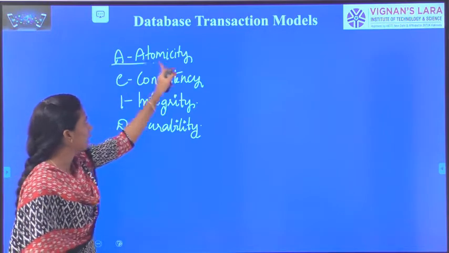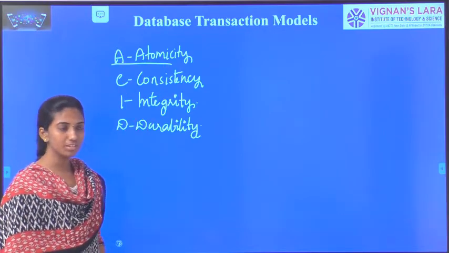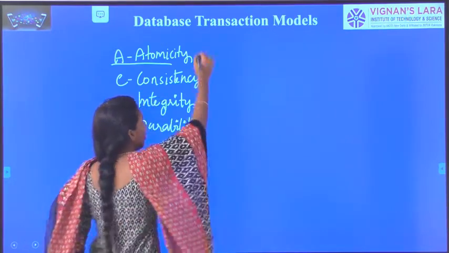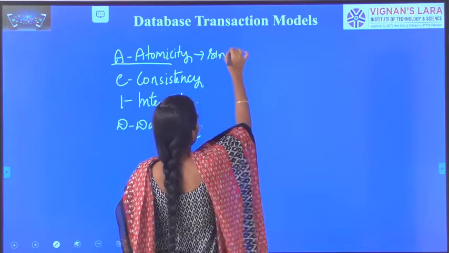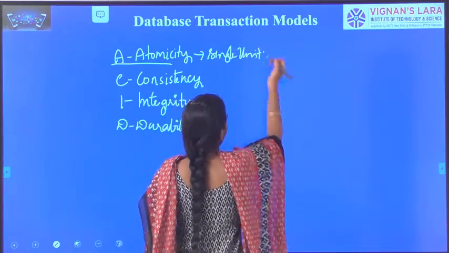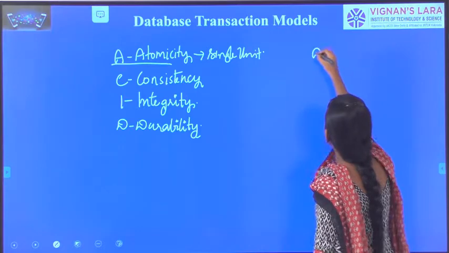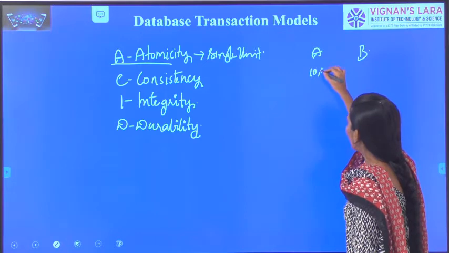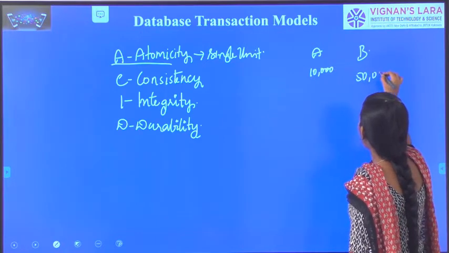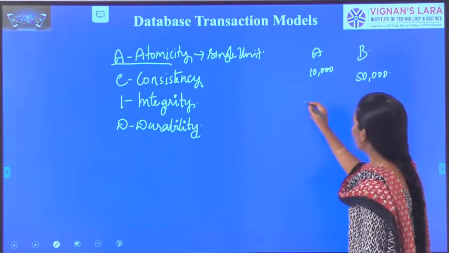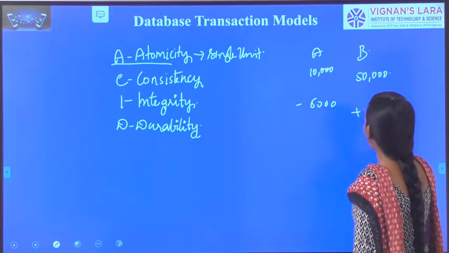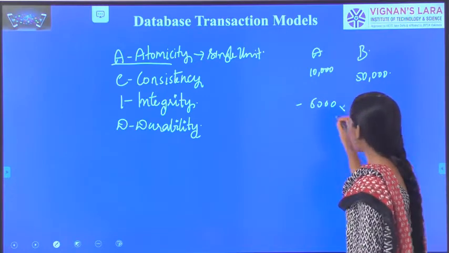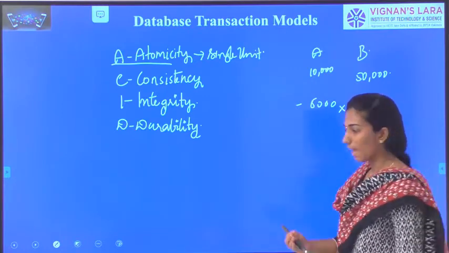So what is meant by A? That is atomicity. So atomicity means we are going to treat the entire thing as a single atomic unit. That means it is a single unit. Okay. So if we have two users A and B, okay. Now I already told you that A has an account balance of 50,000 and wants to debit 5,000 and transfer it to B. Okay. So what happens is some transaction has failed.